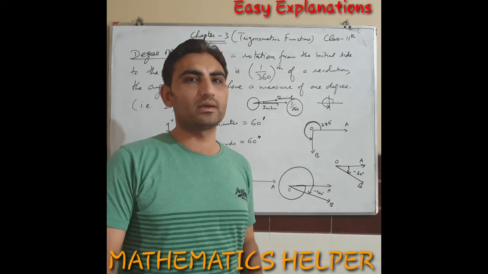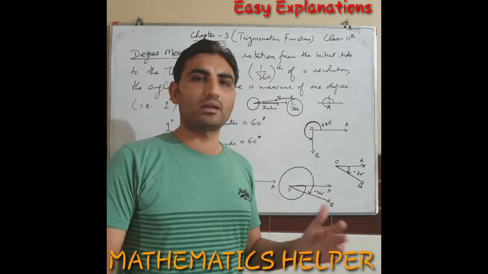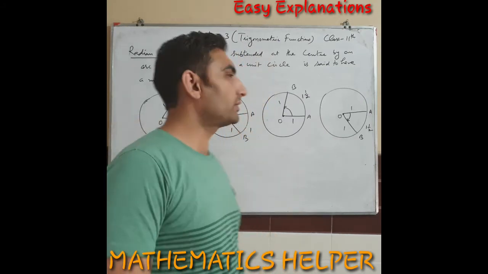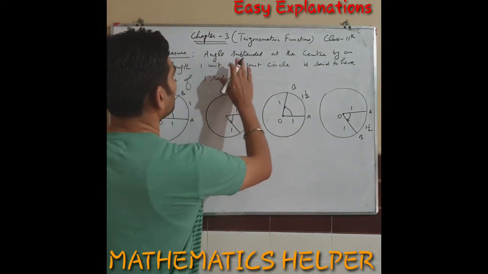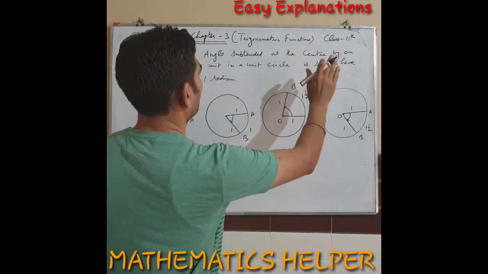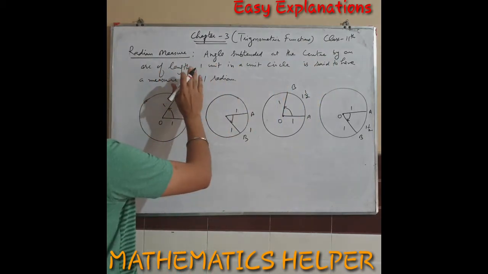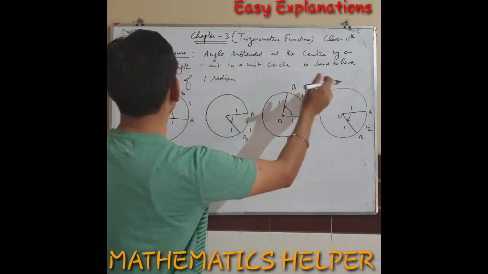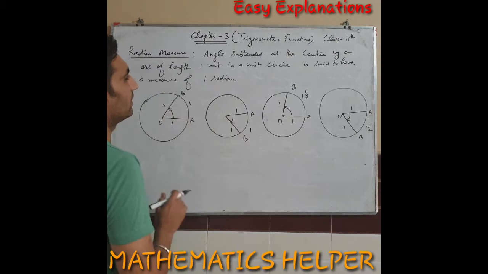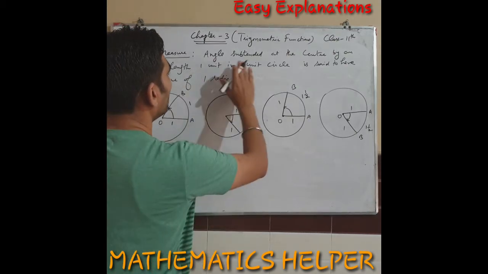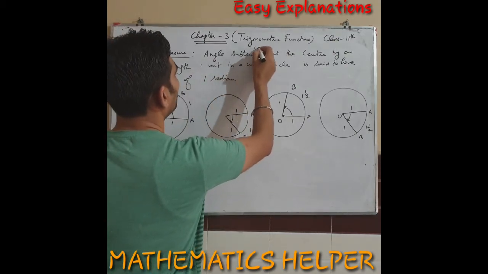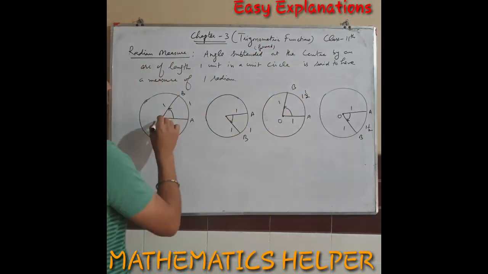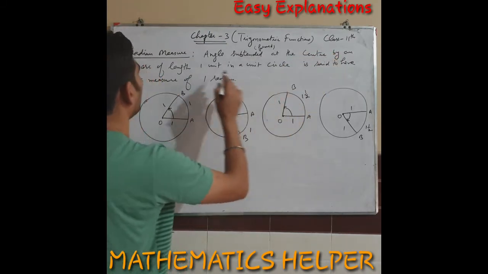Now see what is given for radian measure after this. Radian measure is also an important part for calculations. In radian measure, you have to remember: the angle subtended at the center by an arc of length 1 unit in a unit circle is said to have a measure of 1 radian. Try to understand the meaning. Angle subtended means angle formed. We can say the angle formed at the center of a circle by an arc of length 1 unit.